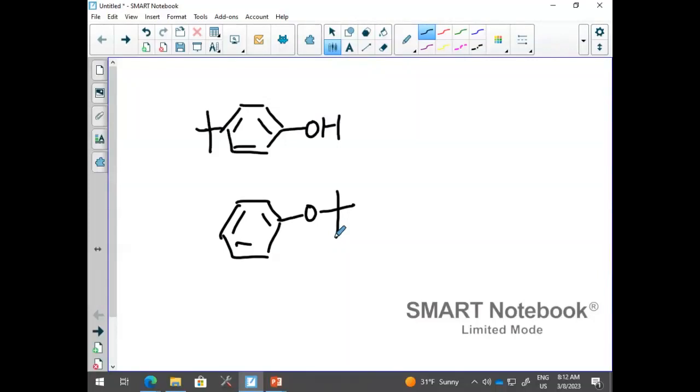these two guys are isomers. Okay. Same reason, this guy will be more stable. The top one will be more stable. Why? Because the top molecule, the alkyl group, can electronically communicate with the aromatic group.